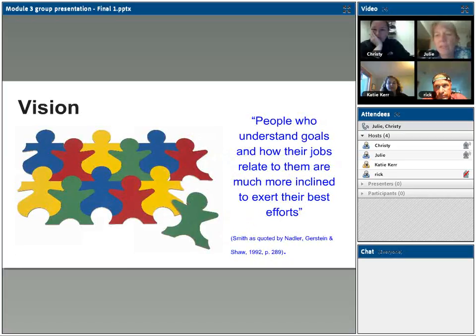When working with individuals or teams who are not committed to the vision, the leaders need to lay out how the individuals or teams' jobs and responsibilities fit into the vision. Leaders need to be able to answer the question, what's the purpose of the plan and where do I fit? People who understand goals and how their jobs relate to them are much more inclined to exert their best efforts.